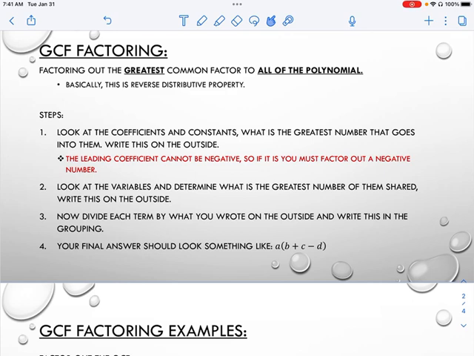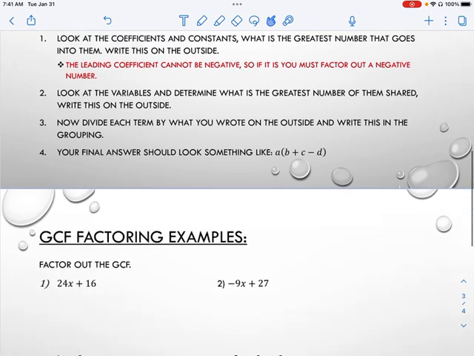Step number 2, we look at the variables and determine what is the greatest number of them shared. We write this on the outside right along with the number. Step number 3, we divide each term by what you wrote on the outside, and we write what's left of the polynomial inside the groupings. And then your final answer should look like this, where we have a GCF on the outside and then whatever is left on the inside.